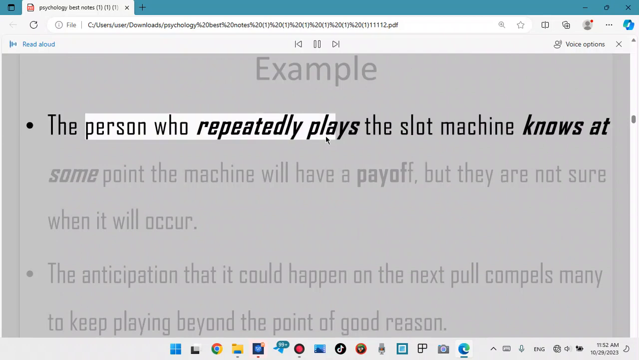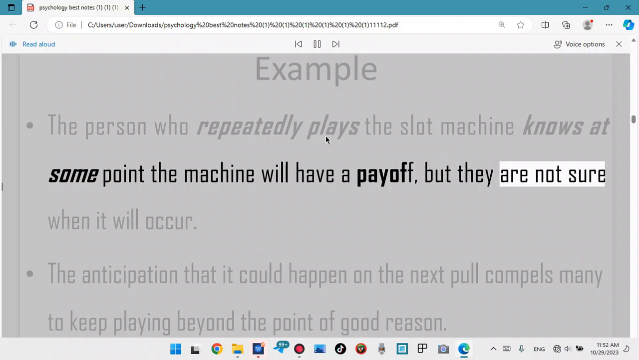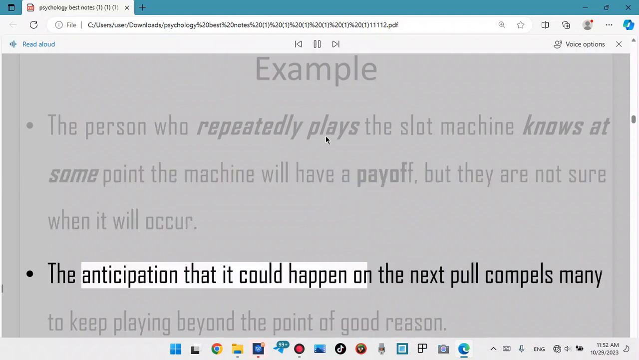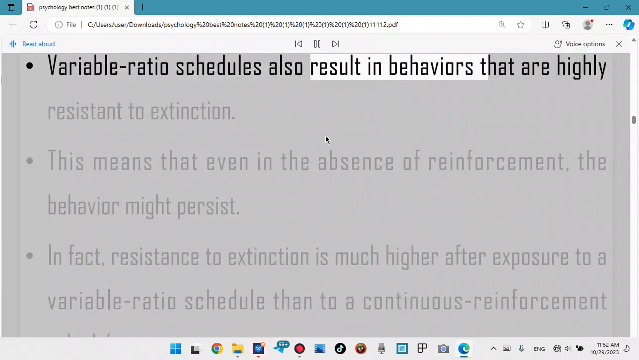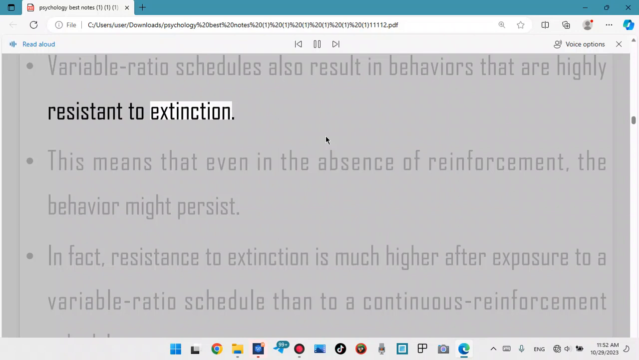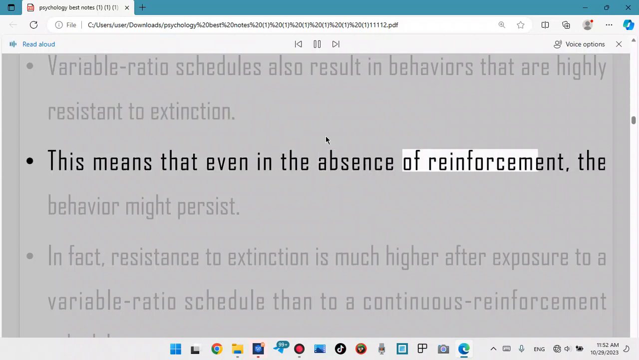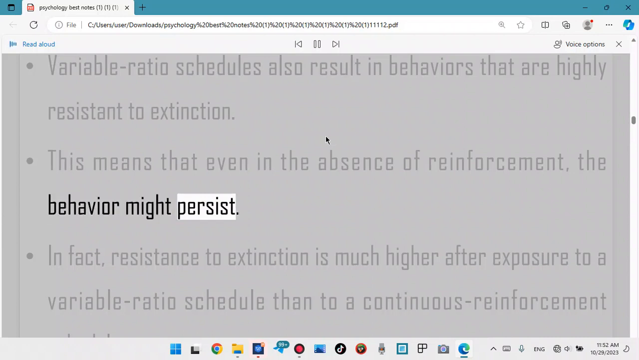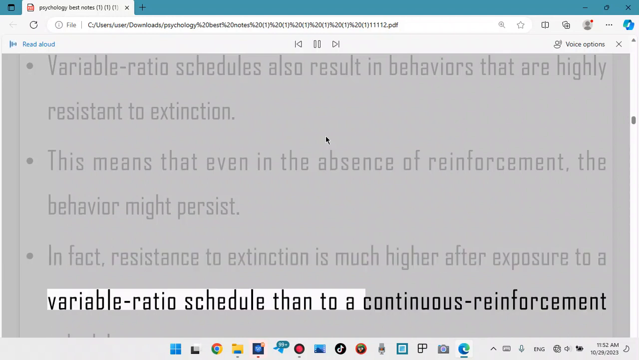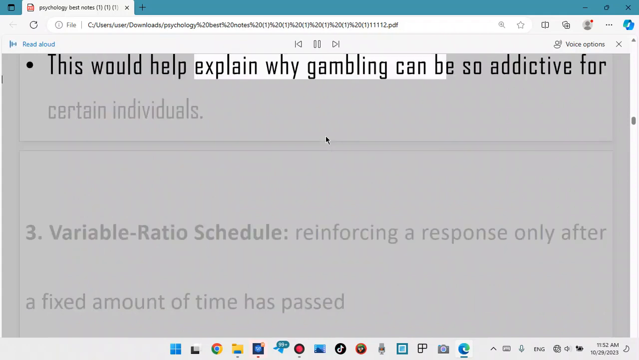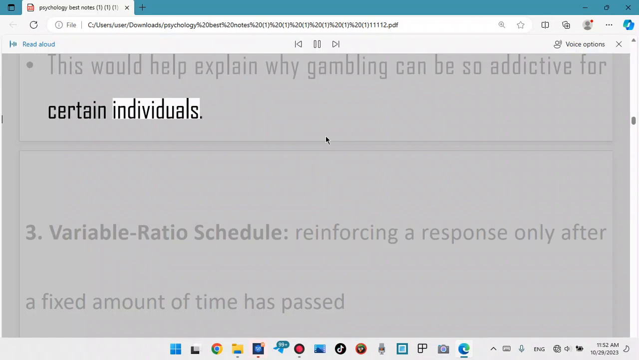Example: the person who repeatedly plays the slot machine knows at some point the machine will have a payoff, but they are not sure when it will occur. The anticipation that it could happen on the next pull compels many to keep playing beyond the point of good reason. Variable ratio schedules also result in behaviors that are highly resistant to extinction. This means that even in the absence of reinforcement, the behavior might persist. In fact, resistance to extinction is much higher after exposure to a variable ratio schedule than to a continuous reinforcement schedule. This would help explain why gambling can be so addictive for certain individuals.